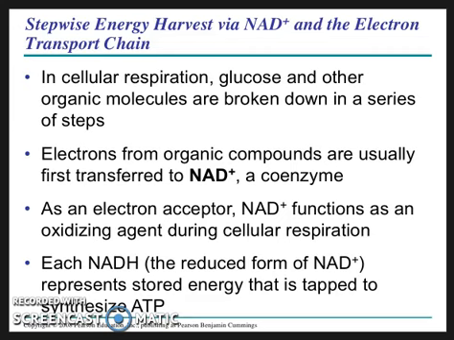What it does is it functions as an oxidizing agent during cellular respiration, meaning, okay, if I'm an oxidizing agent, I get reduced, which means I gain an electron, right? So NAD+ will gain an electron. It also gains a hydrogen in the process. But what it does is it will shuttle that electron from one part of the cell or one part of a mitochondrion to another. So NAD+ becomes NADH. That's the reduced form of NAD+, and it's stored energy.